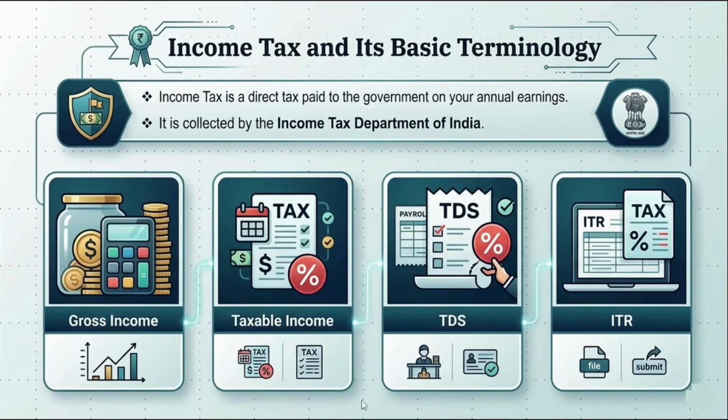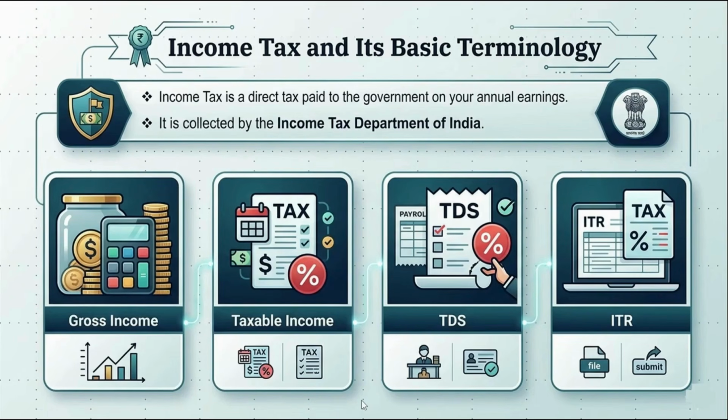Let's start with the first term, gross income. This is your total income before any deductions. For example, if you earn 10 lakh per year, your gross income is 10 lakh. Now comes the most important part, that is taxable income. This is the income on which tax is actually calculated. For example, if your salary is 10 lakh and you get 75,000 standard deduction, your taxable income becomes 9 lakh 25,000.